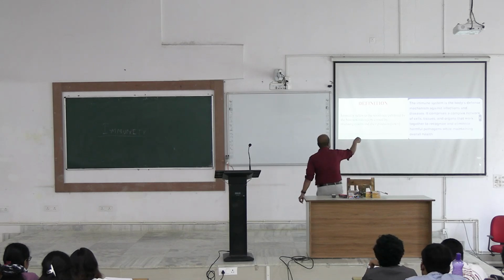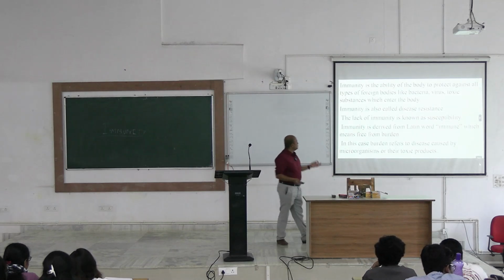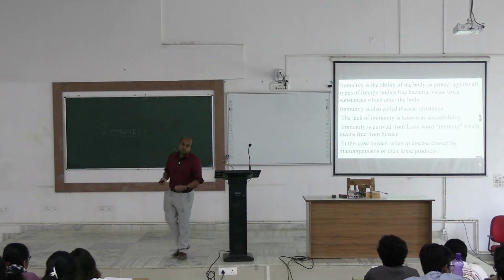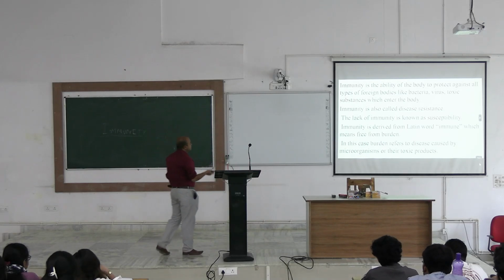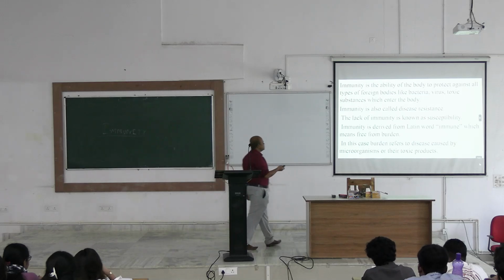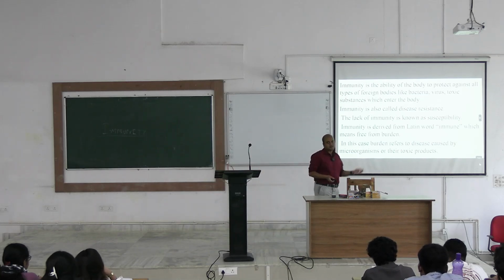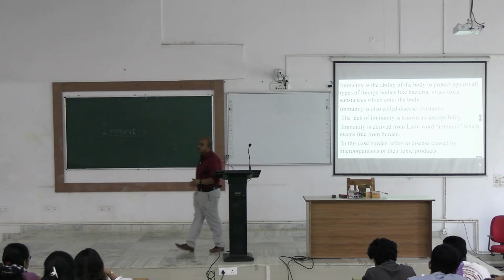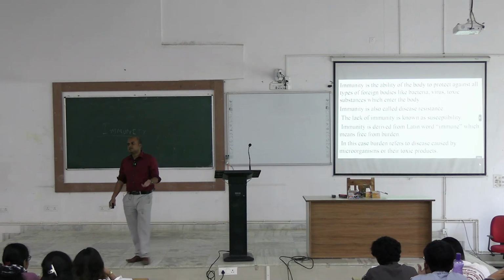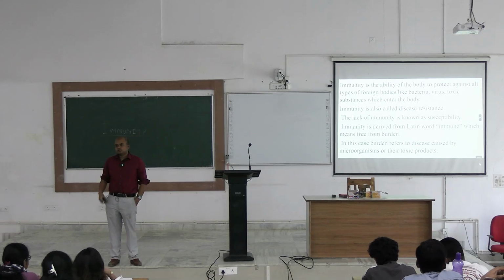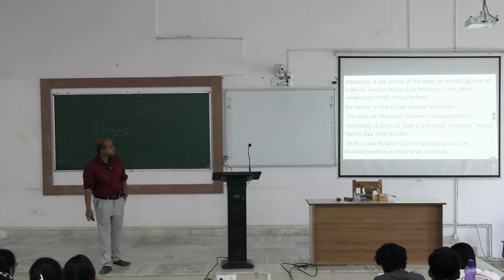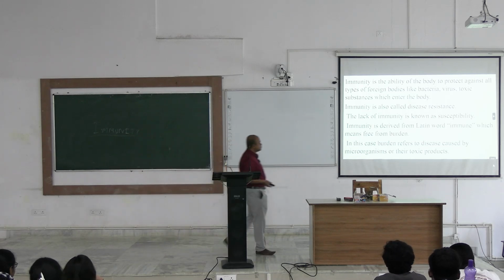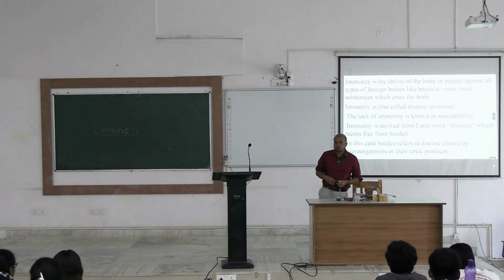So this is a very simple definition. Again, same thing: ability to protect against microorganisms or foreign bodies. This also refers to disease resistance. Sometimes it is better to understand the origin of the word. Immune is a Latin word which means free from burden. Here burden refers to disease caused by microorganisms or their toxic products.